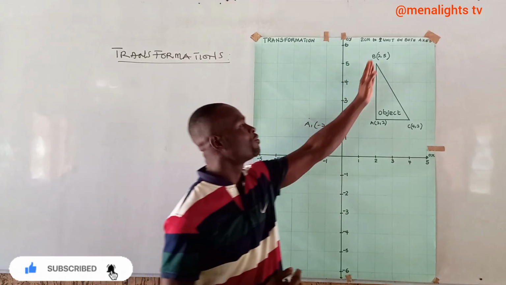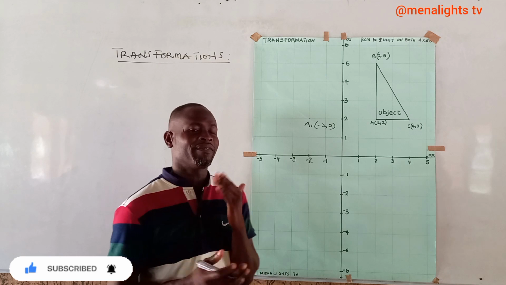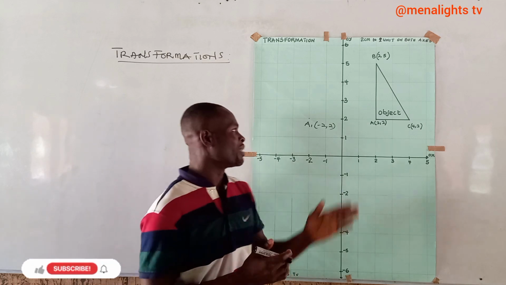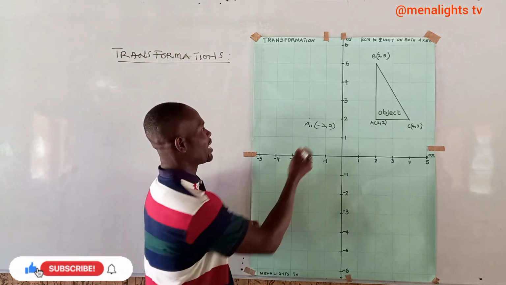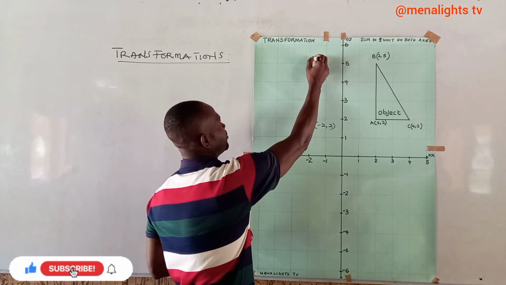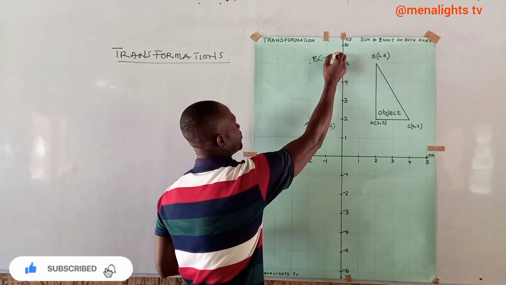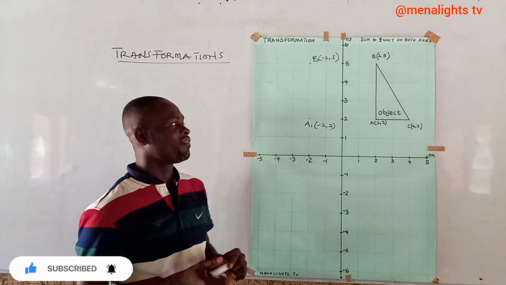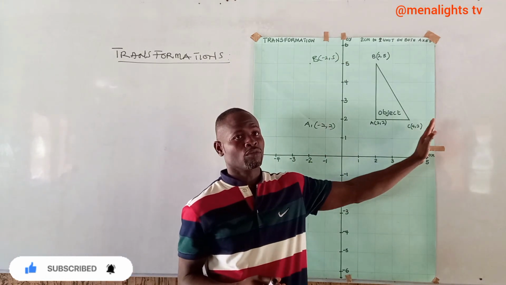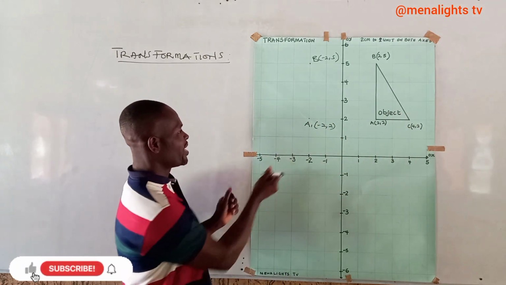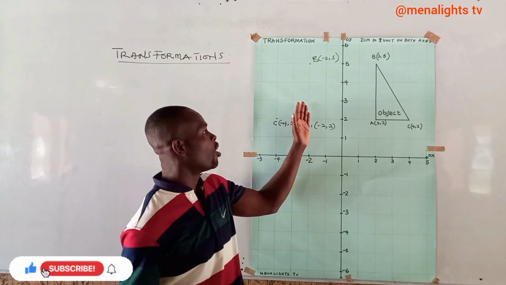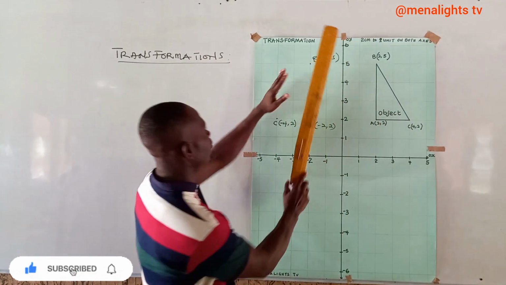B is (2, 5). When you reflect it on the y-axis, it becomes (-2, 5). So you locate that one as well. Then we also have our C, which is (4, 2). On the y-axis, it becomes (-4, 2). So we now join the points to form a triangle.